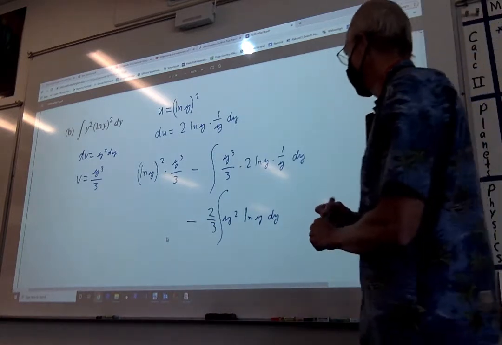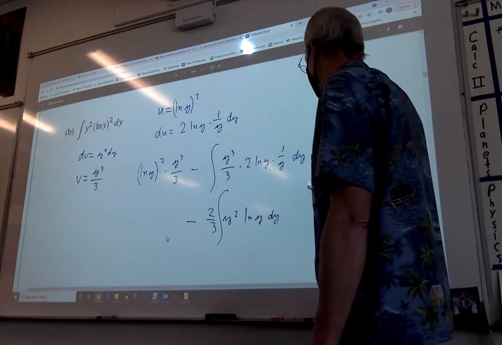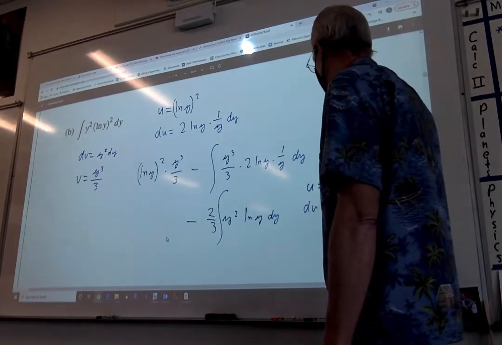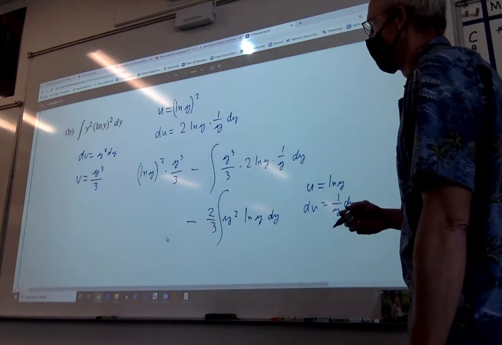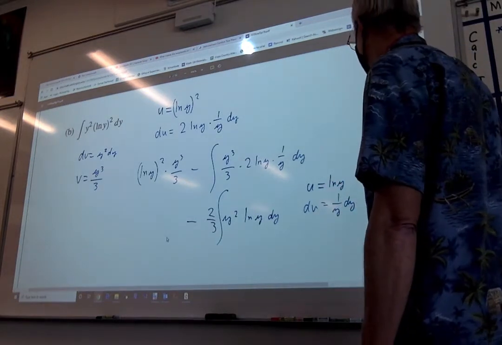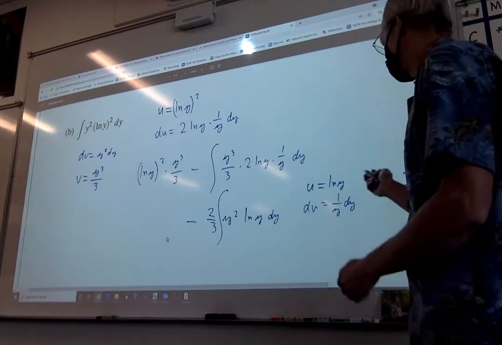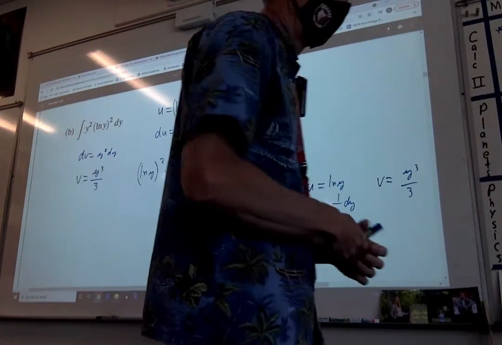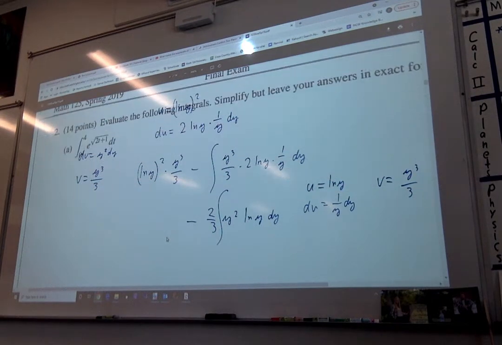Yeah, then it gets really simple because this becomes a 1 over y. So you do it by parts again. U equal ln of y this time. Du is 1 over y dy. Same v. dv is exactly the same. So v is equal to y cubed over 3. And now it becomes really simple. So sometimes in by parts, you gotta just go for it and do it twice.